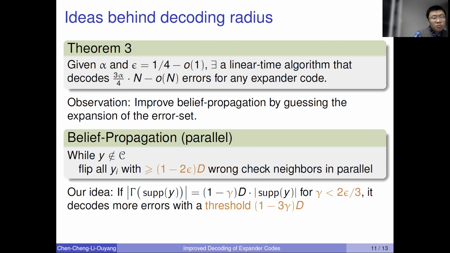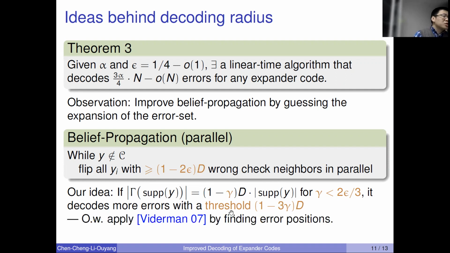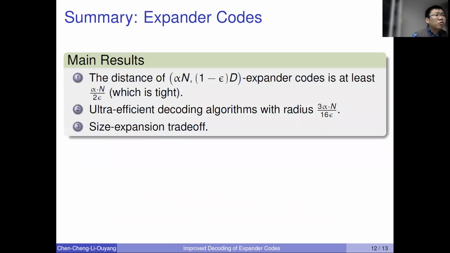Okay. Then you may ask, what if gamma is larger than 2 epsilon over 3? So in the other case, we will apply another algorithm that finds the error positions in Y. Okay. So the final algorithm will be a combination of belief propagation and Weidman with this new idea of guessing expansions. So that's what I want to say about our algorithm.